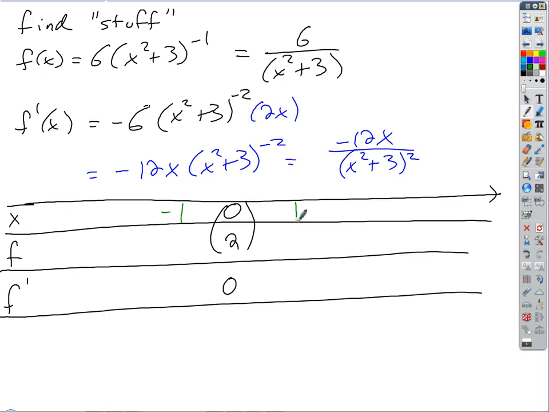What's the sign of the top when x is negative? Positive. How about over here? Negative. Okay, so the first derivative test tells us that we have what? A maximum. A maximum. Okay, very good.